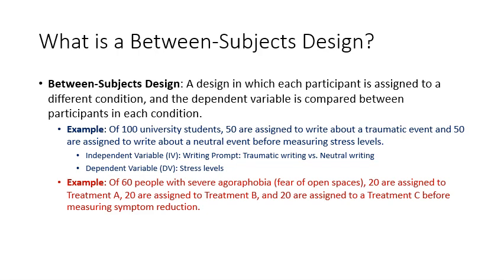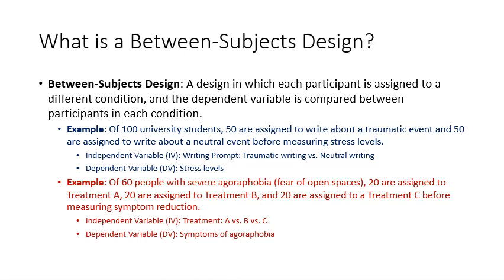Another example, of 60 people with severe agoraphobia, which is fear of open spaces, 20 are assigned to treatment A, 20 are assigned to treatment B, and 20 are assigned to treatment C before the researchers measure a symptom reduction. The independent variable is the treatment, A versus B versus C, and the dependent variable is the symptoms of agoraphobia. And so in both of these examples, you can see that there are different people in each condition. And that's all we mean by a between subjects design.